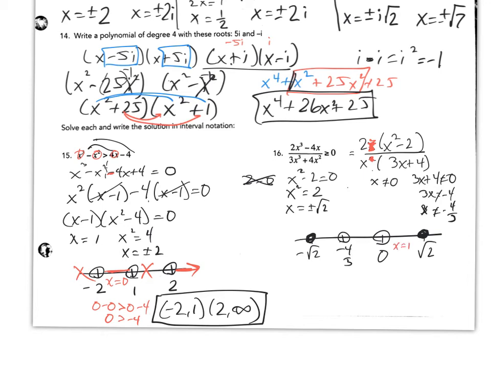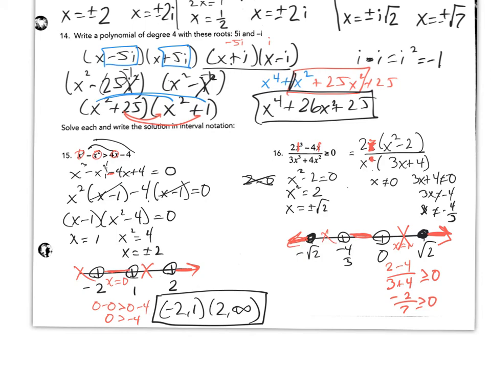I'm going to put that back into the top. So 2 times 1 to the third, minus 4 times 1. The bottom is 3 times 1 plus 4 times 1. Is this greater than or equal to 0? Negative 2 over 7 greater than or equal to 0. Well, no, it's not. All right, so no, yes, yes, no, yes. And now we can write the answer, I hope.